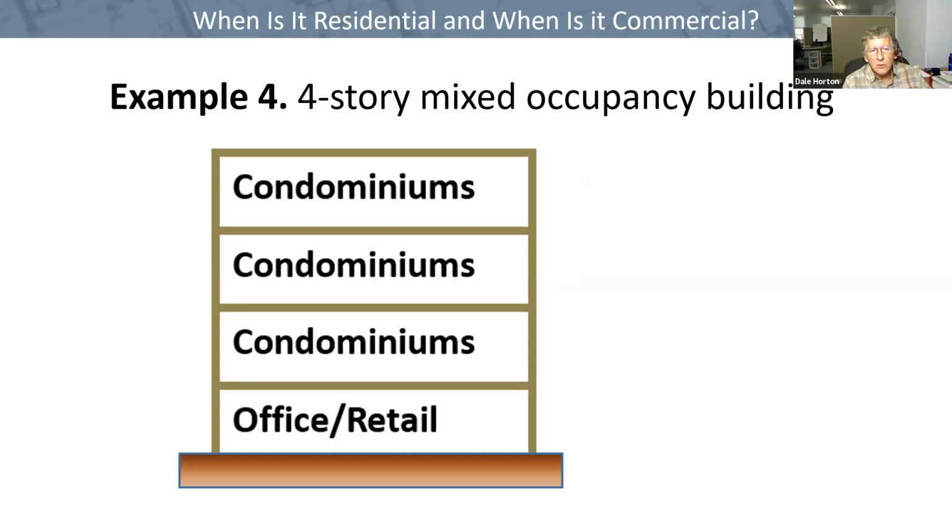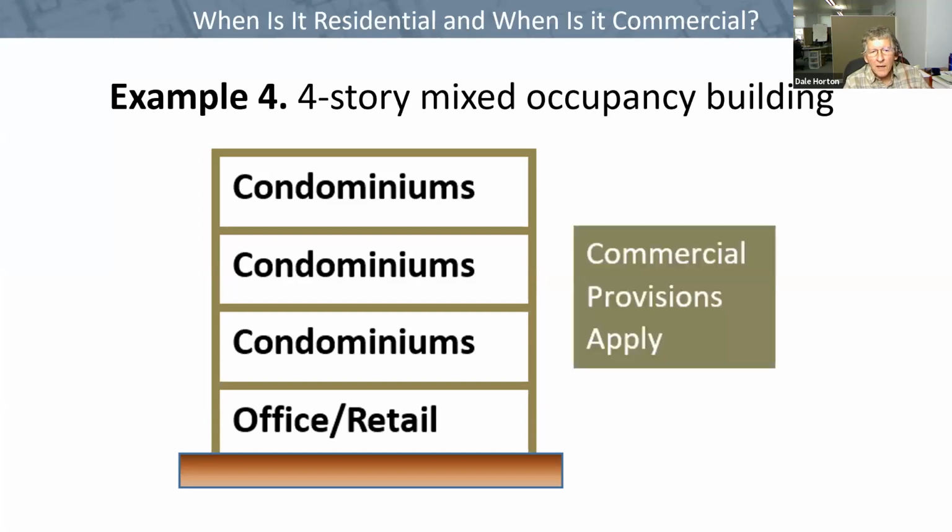Finally, the 4-story mixed occupancy building in this example has 3 stories of residential above a single story of commercial. How do you apply the various portions of the code? The entire building is subject to the commercial provisions. Once you go over 3 stories, it's applicable in the commercial arena, the commercial portion of the energy code.